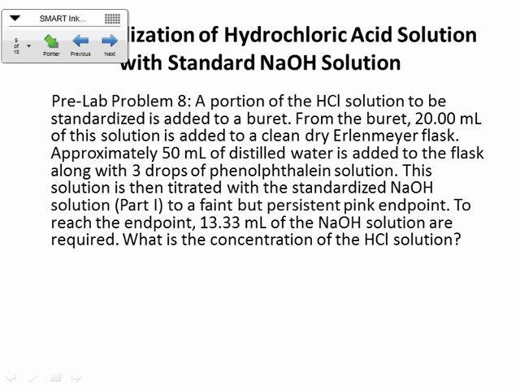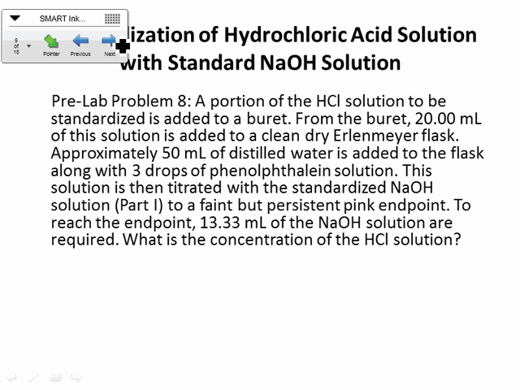All right, so this solution is then titrated with the standardized NaOH solution that we got from part 1, which again was 0.153 molar, I think was the average. And again, we're looking for that faint, persistent pink endpoint. It took 13.33 milliliters to get there, so we want to know what's the concentration of the HCl solution. Once again, the key here is that at the endpoint, at the equivalence point, those basically mean the same thing. We'll talk more about the terminology, but the endpoint and the equivalence point are essentially the same thing.